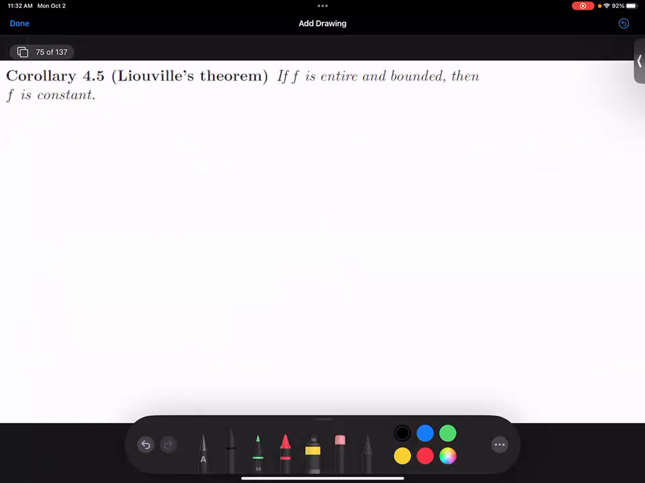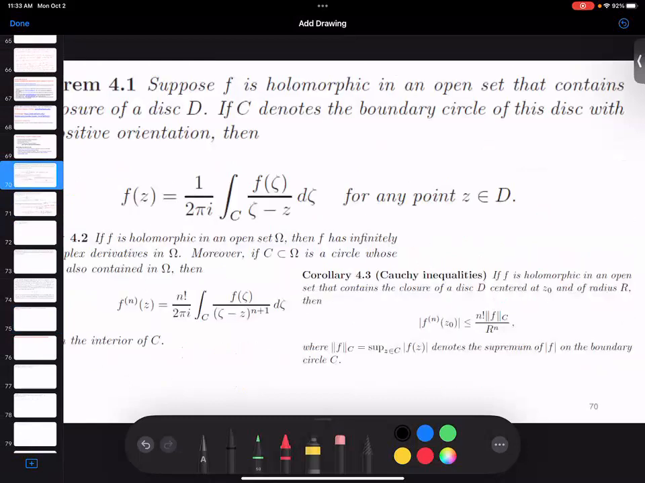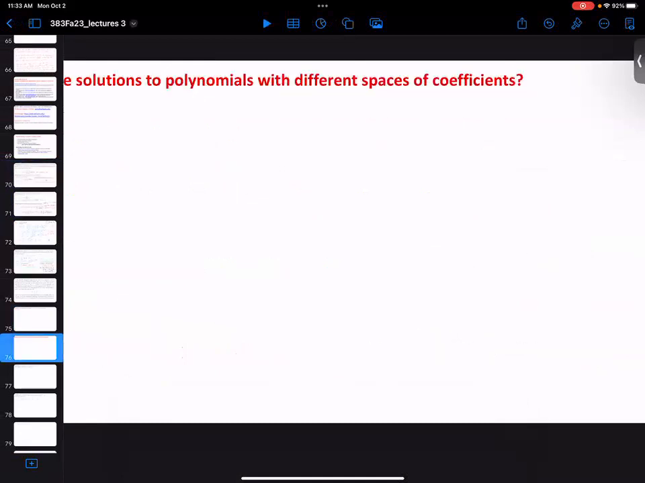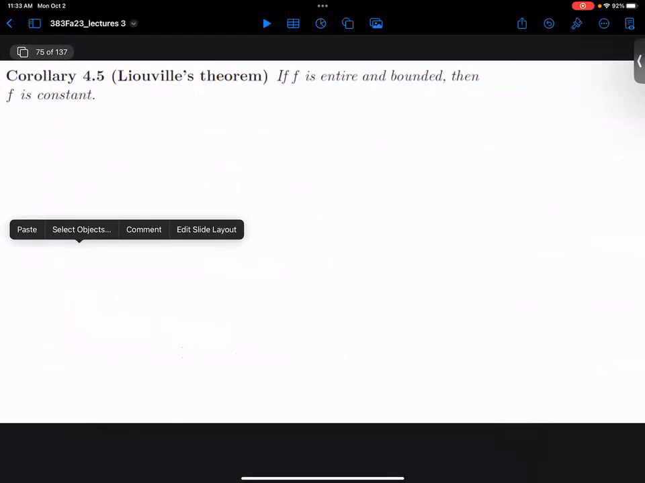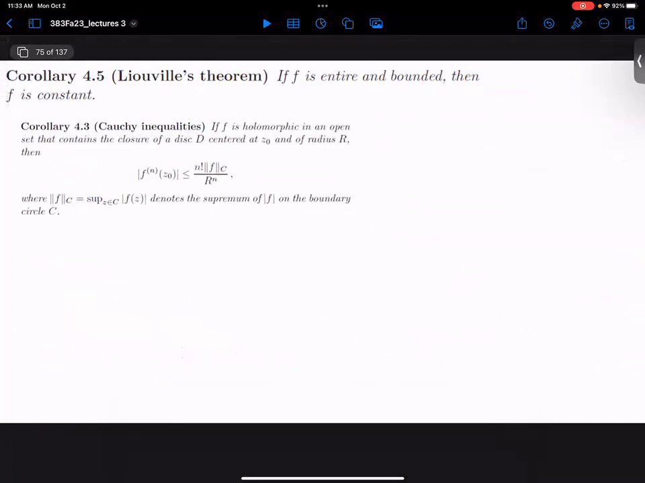So what I want to do now is talk about Liouville's theorem. If f is entire and bounded, then f is constant. Well, we actually already did this. I will now copy this and move this down to here. I mean, sometimes my handwriting is actually very neat and easy to read, right?